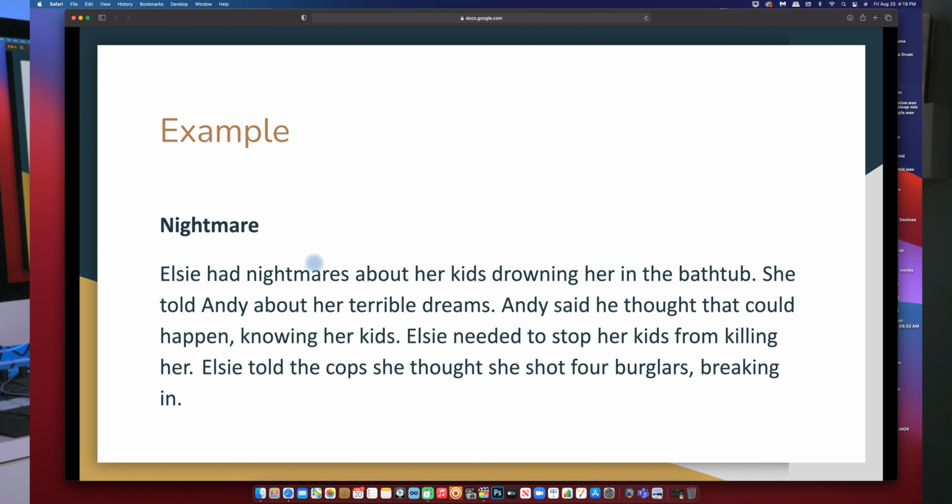The story is titled Nightmare. Elsie had nightmares about her kids drowning her in her bathtub. She told Andy about her terrible dreams. Andy said he thought that could happen knowing her kids. Elsie needed to stop her kids from killing her. Elsie told the cops she thought she shot 4 burglars breaking in.